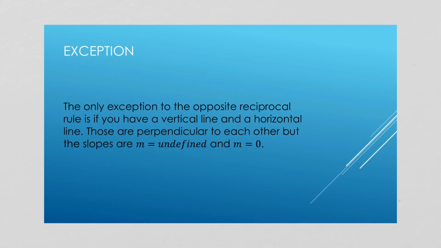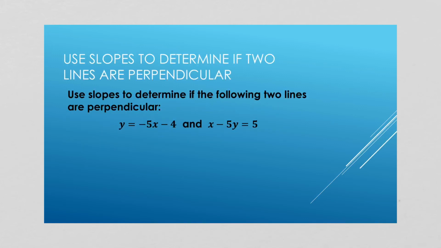I lied. We're going to talk about it on the next slide. Okay, so the only exception to my previous rule is I keep talking about opposite reciprocals, opposite reciprocals, opposite reciprocals, and that's very true for perpendicular lines, with the exception of vertical and horizontal lines. A vertical line is perpendicular to a horizontal line. We'll see that coming up.